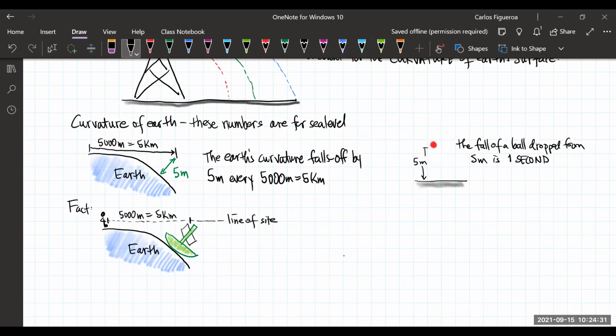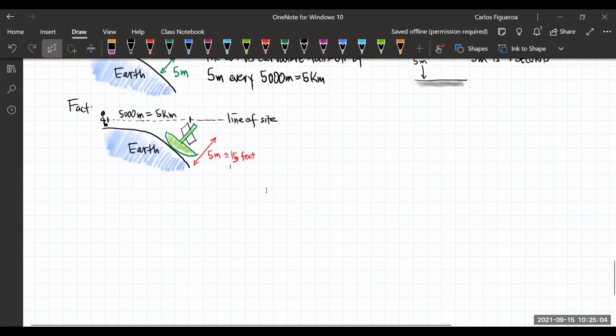And if I measure this height from here to here, if this is equivalent to about 5 meters, it's about 15 feet, what you'll see here is that you will barely see the tip of the mast, because now you have to account for the curvature of the Earth.